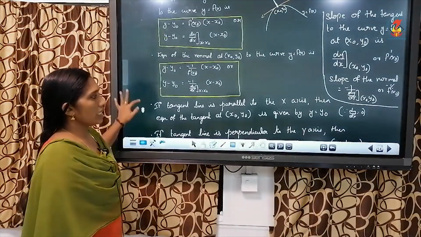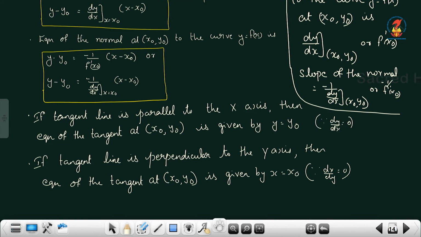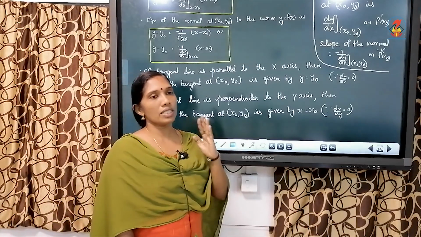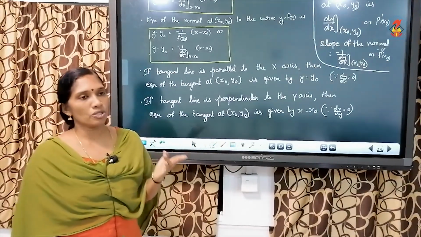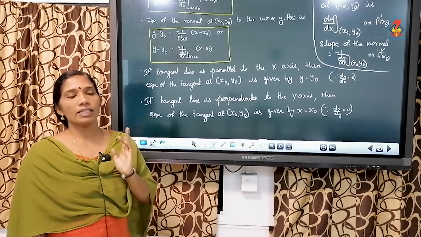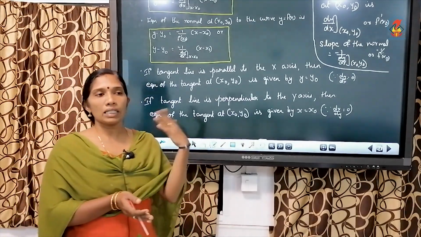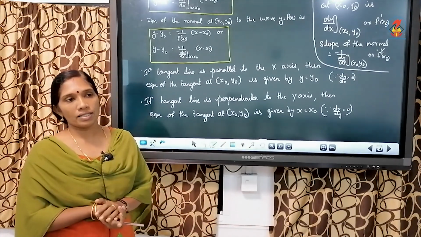Then if the tangent line is parallel to the x-axis, the equation of the tangent is y is equal to y0. If the tangent line is parallel to the y-axis, the equation of the tangent becomes x is equal to x0. So in this section you have to learn only this much. What is the equation of a tangent? What is the equation of the normal? Then the slope of the tangent, how we get the slope of the tangent, how we get the slope of the normal, what is the relation between tangent and normal, parallel to the x-axis, parallel to the y-axis. This much you have to learn.